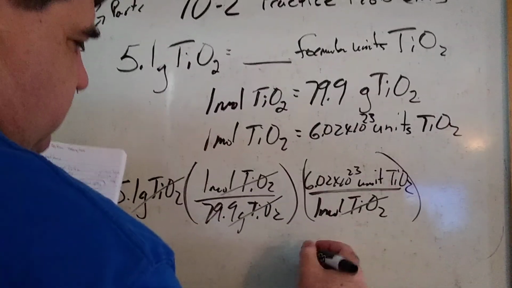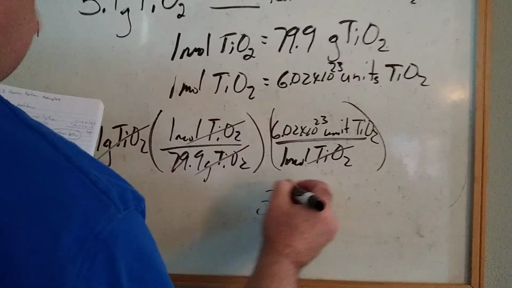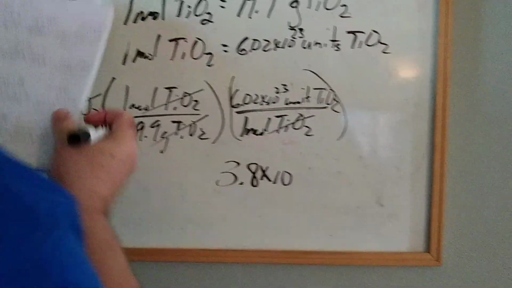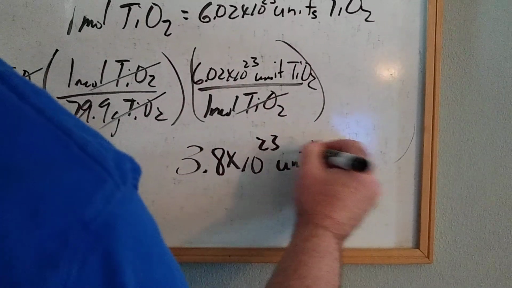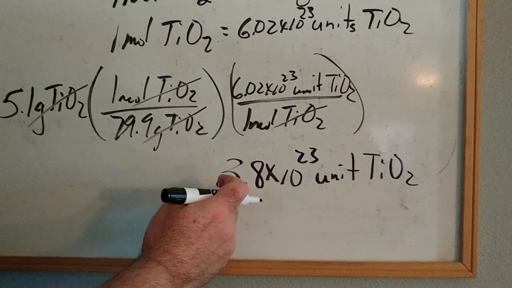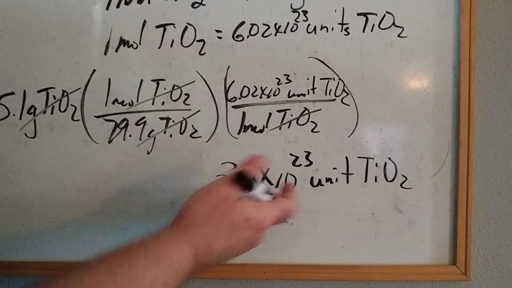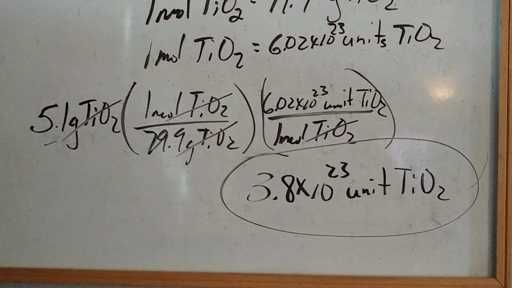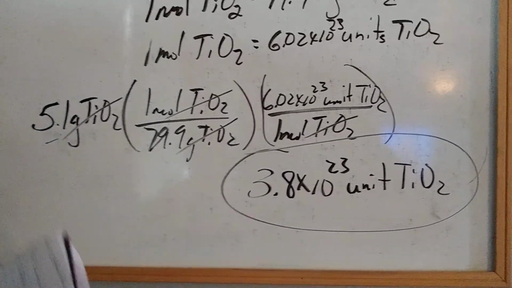It should be 3.8 times 10 to the 23rd. Can't read my own writing here. Units of TiO2. Now, this does come out to be 3.84, but again, I can only have 2 sig figs. Circle your answer. That's number 18.